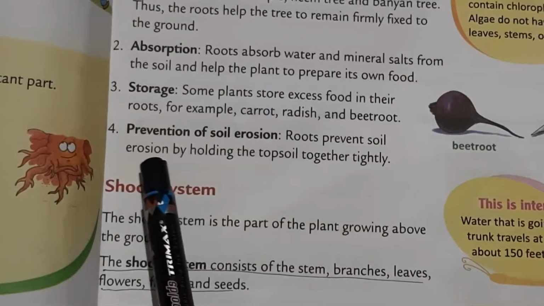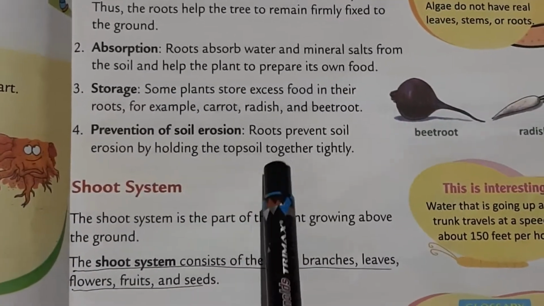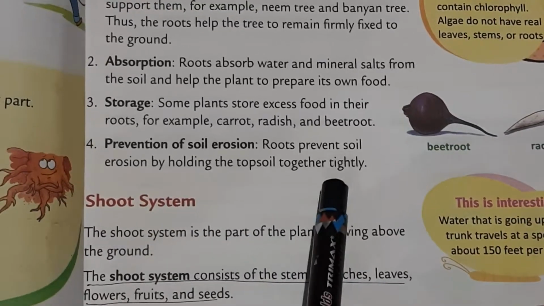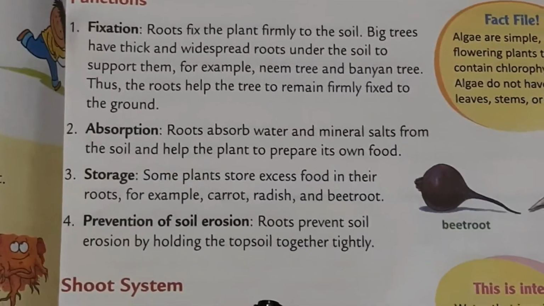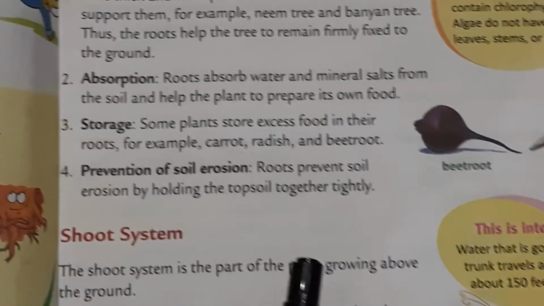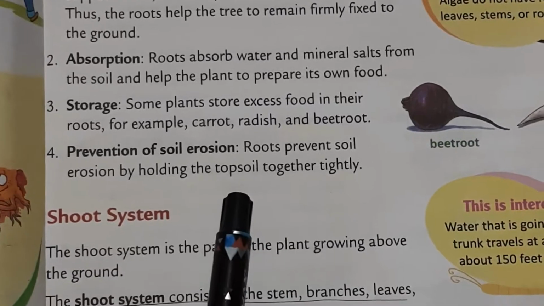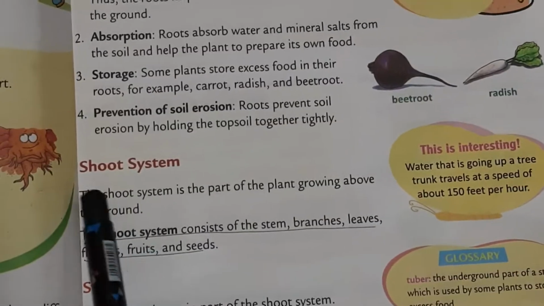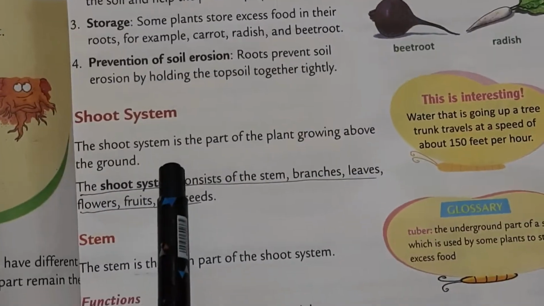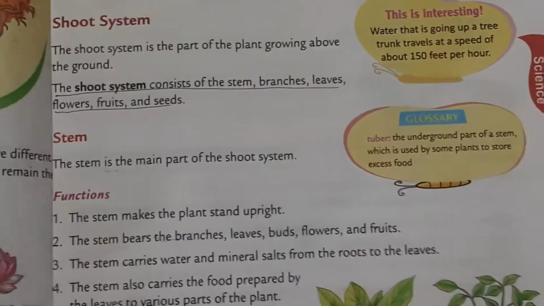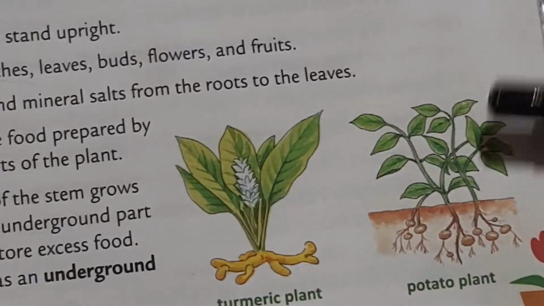Number 4, prevention of soil erosion. Roots prevent soil erosion by holding the topsoil together tightly. If there are no plants or trees, soil erosion can occur. So, to prevent this, roots of plants hold the topsoil together. The next part of the plant is the shoot system. The shoot system is the part of the plant growing above the ground. For example, this one. This part is the shoot system.